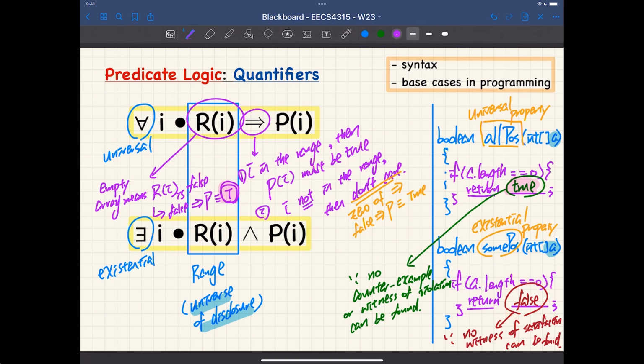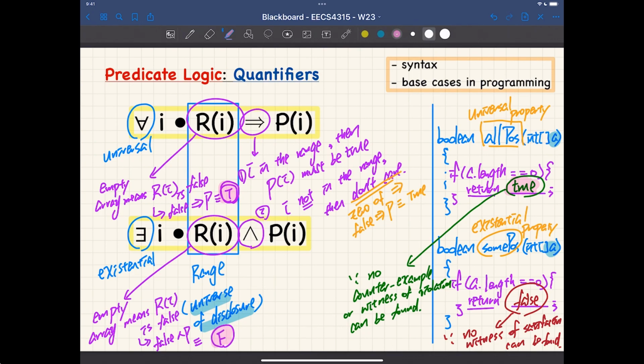So when we talk about existential, if you think about this part over here, empty array means R of I is actually false. However, for existential quantification, it's really the nature of our conjunction over here. So that's why we have false and P is equivalent to false. That's the zero of conjunction. So that's why you see the false here and the false over here. Okay? Now, back to your question.